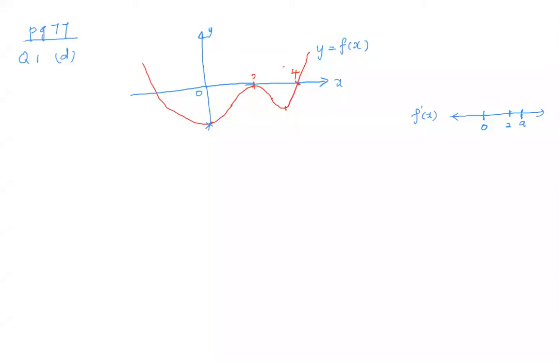You look at the graph. For x less than 0, the graph is going down.